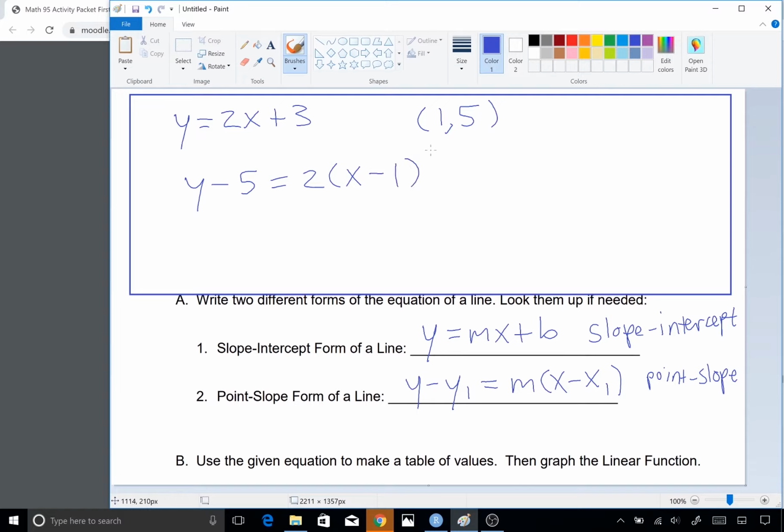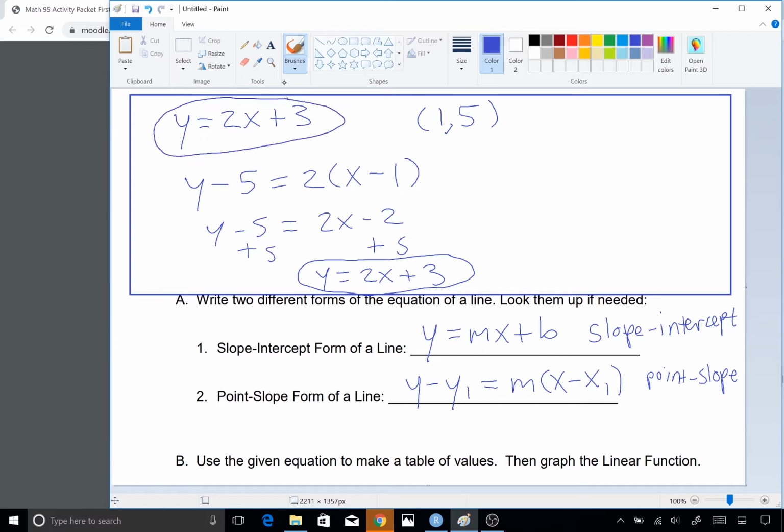If you work out this algebra, you're going to get y minus 5 equals 2x minus 2. Add 5 to both sides. That gives you y equals 2x plus 3, which is the same as we got from the slope-intercept form. We almost always use the slope-intercept form, but this point-slope form can be convenient for certain problems.